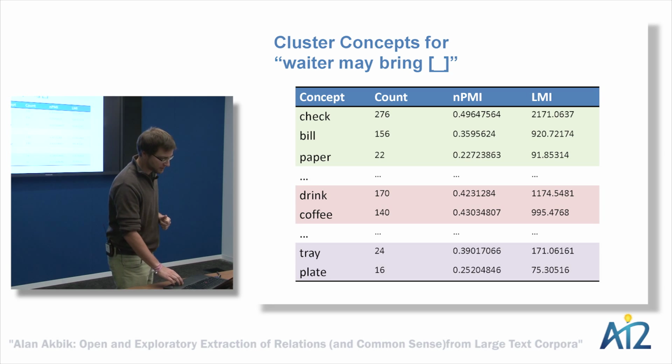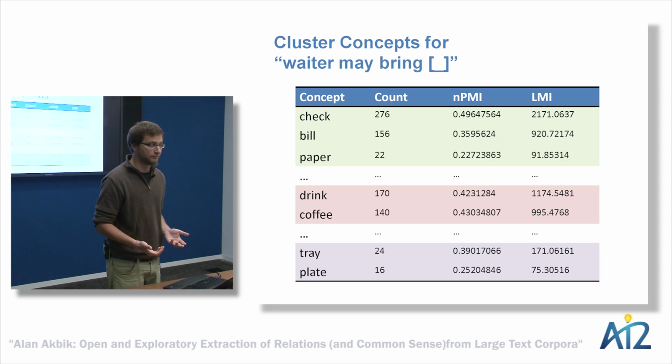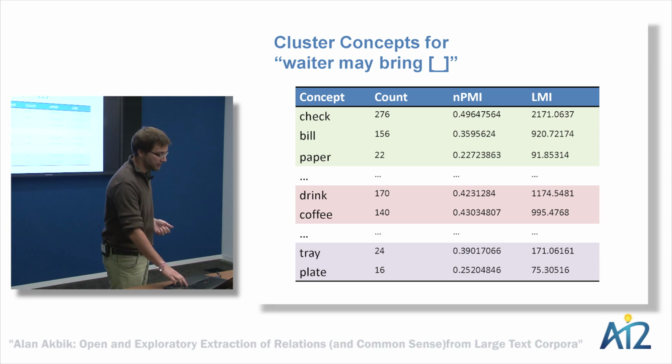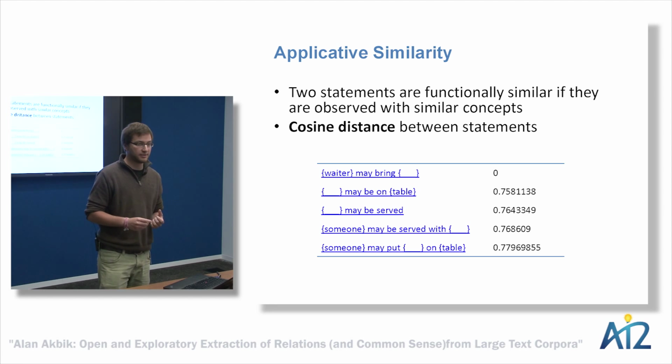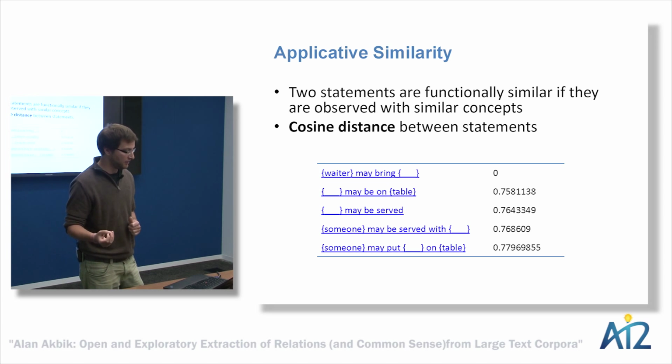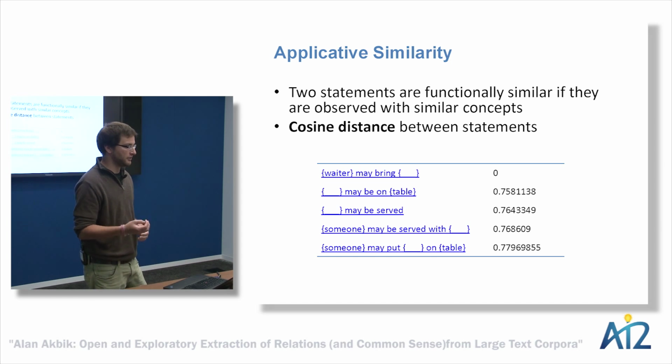We can go a bit further still. We can now do the distributional similarity of statements as well. So for example, what do we know about things that the waiter may bring? So we now do the cosine similarity for the statements. And what this tells us is that things that the waiter may bring may be on the table, may be served, may be put on the table. Because all these things that fill this placeholder are similar to what the waiter may bring. So we have the cosine similarity on this level. And this gives us, again, perhaps some information that we might find useful.